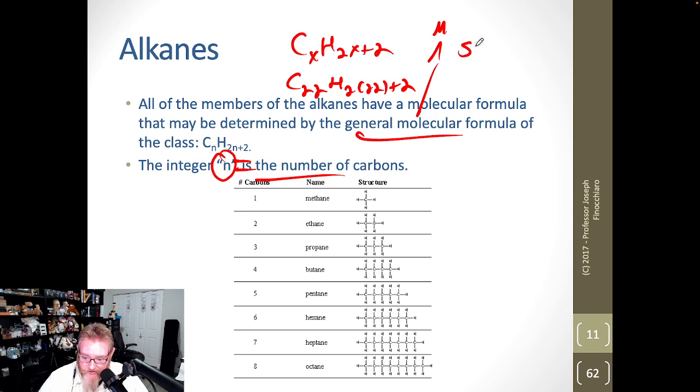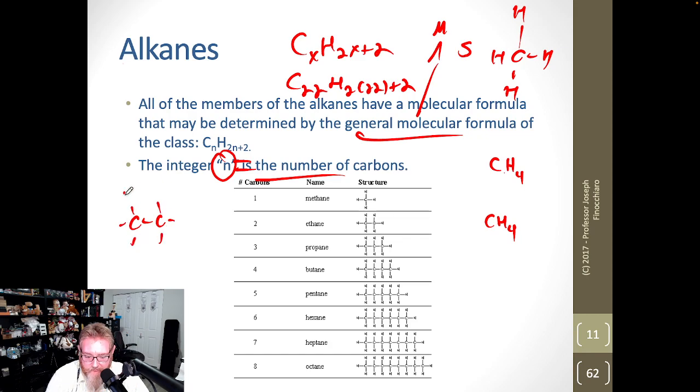You then have the structural formula. So if we want to draw methane, this is what methane looks like in structural form. This is what it looks like in molecular form. And it just so happens that this is what it looks like in a line formula. It's the same. This is easier to demonstrate on something like ethane, right? Because here's ethane. Let's draw all this out.